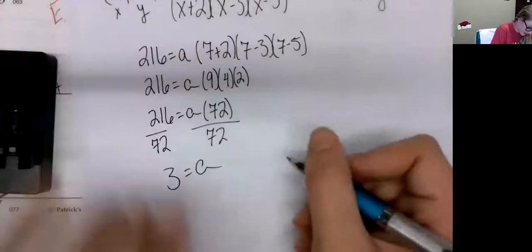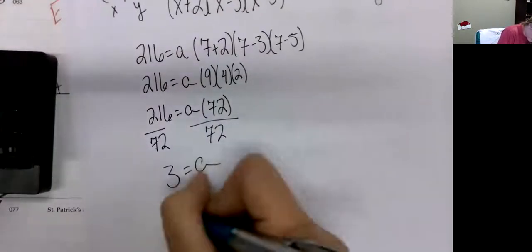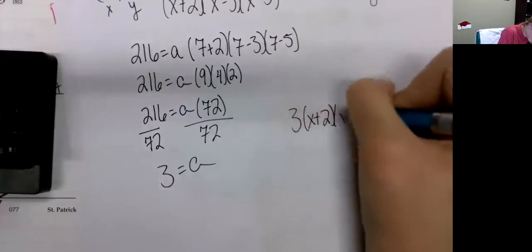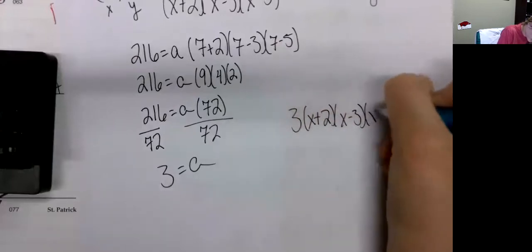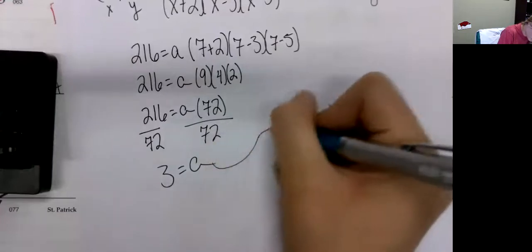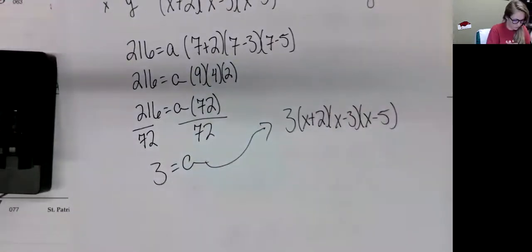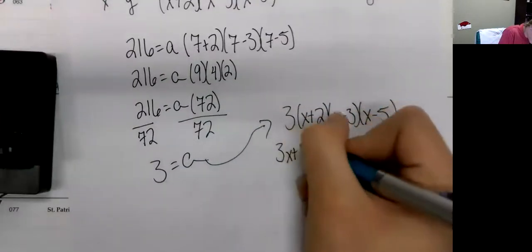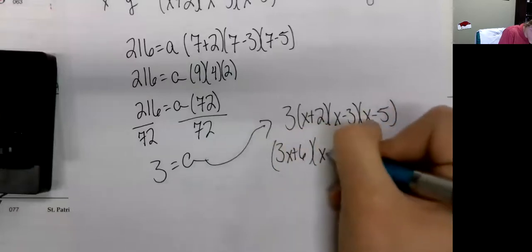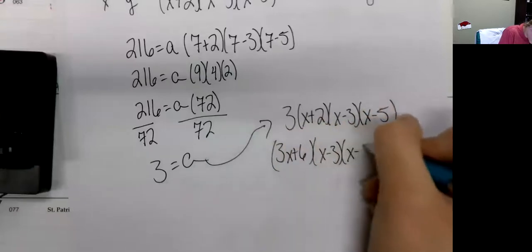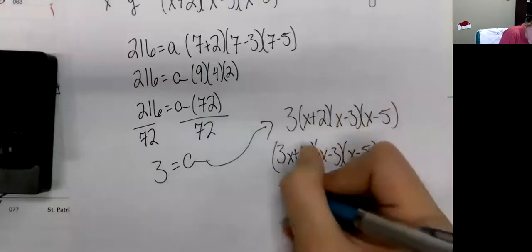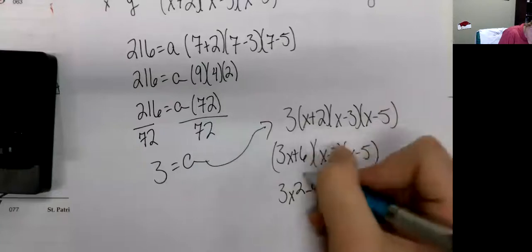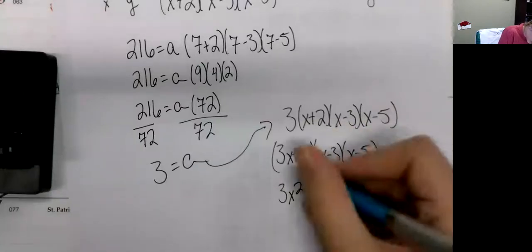So we have 3 times x plus 2 times x subtract 3 times x subtract 5. And then we'll solve, or simplify. 3x plus 6. 3x times x, 3x squared, 3x times -3, subtract 9x, 6 times x plus 6x, 6 times -3.